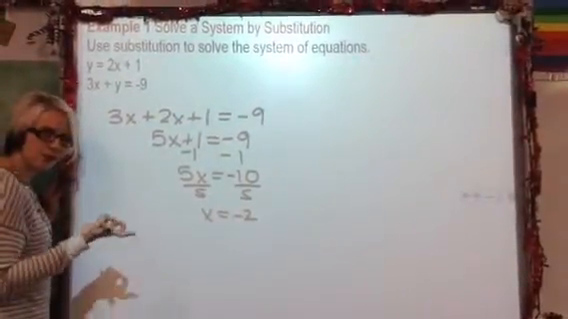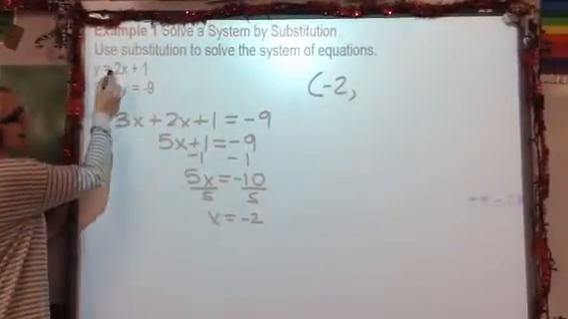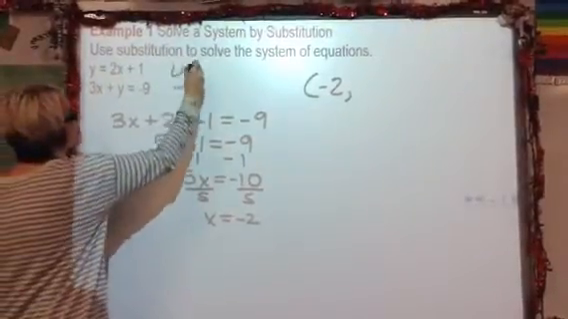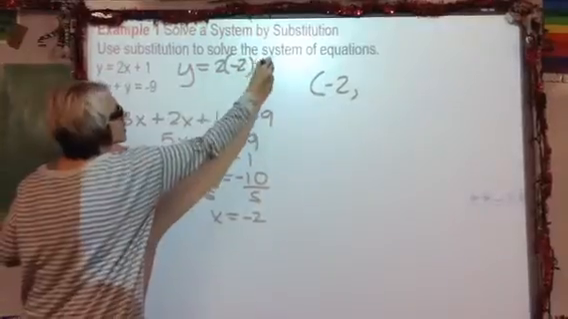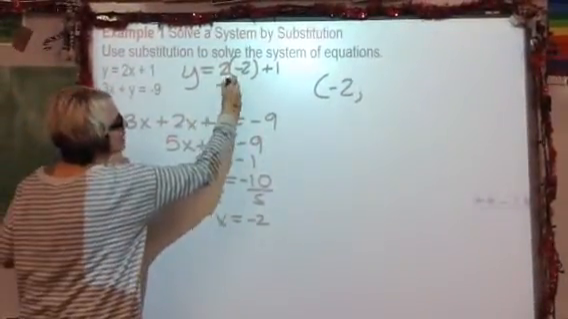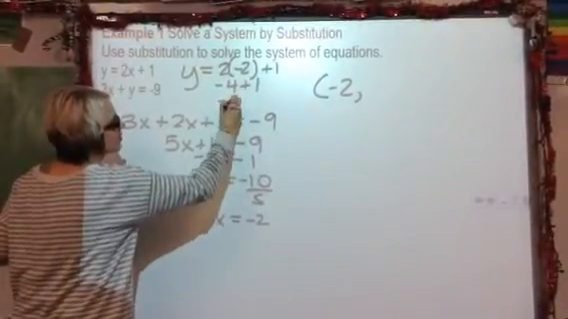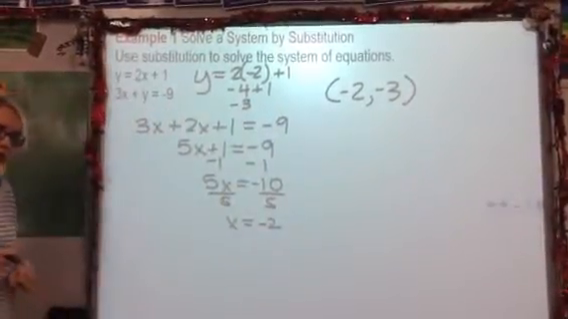Now to find what the y value is going to be, we're going to plug that x value in here, because y is equal to 2 times the x value plus 1. So 2 times negative 2 is negative 4 plus 1. Negative 4 plus 1 is negative 3. So this has one solution, and it is at negative 2, negative 3.